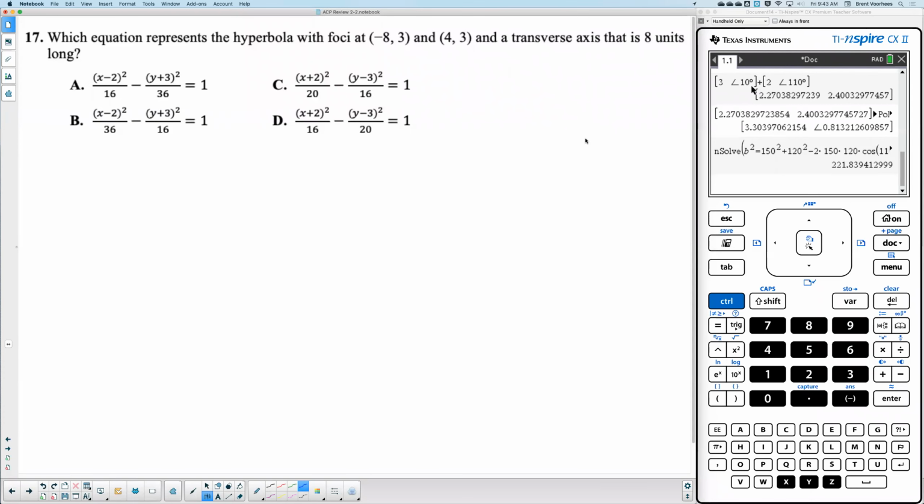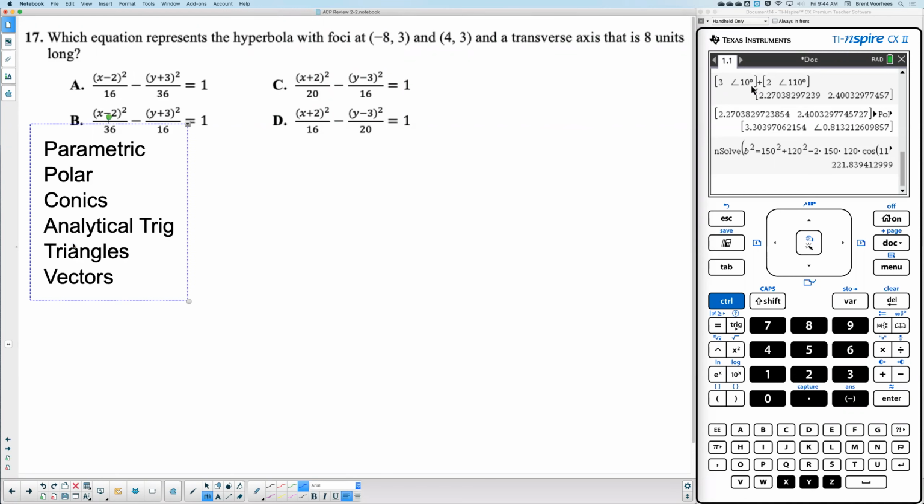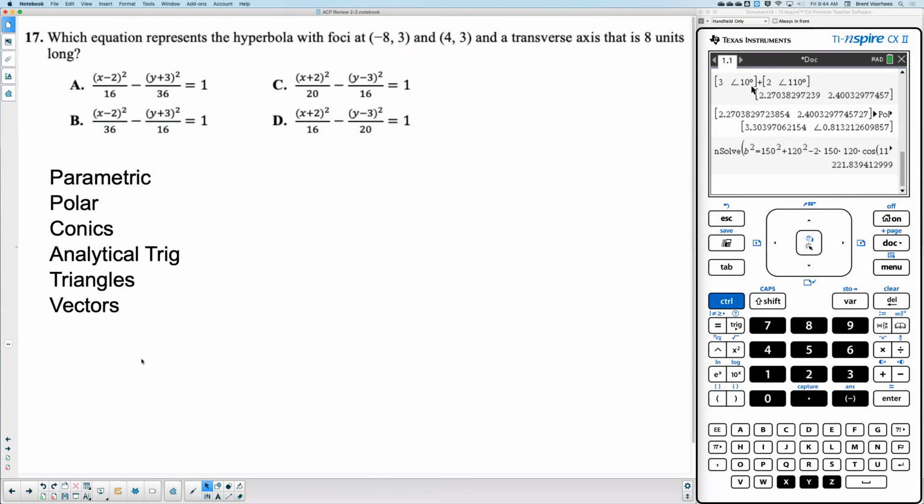Number 17 says, which equation represents the hyperbola with foci at those two locations and a transverse axis that is 8 units long? All right, which of the types of problems would this be? Why conics? What do you see? Yeah, if it says hyperbola, it's going to be a conic section. Now, conic sections, you need to know your vocabulary for 2A, 2B, and 2C. You need to know that.